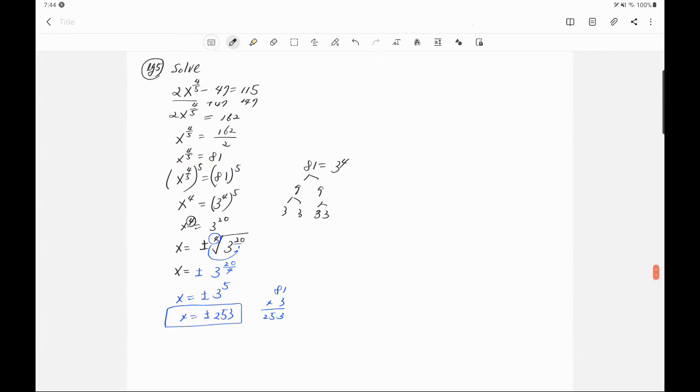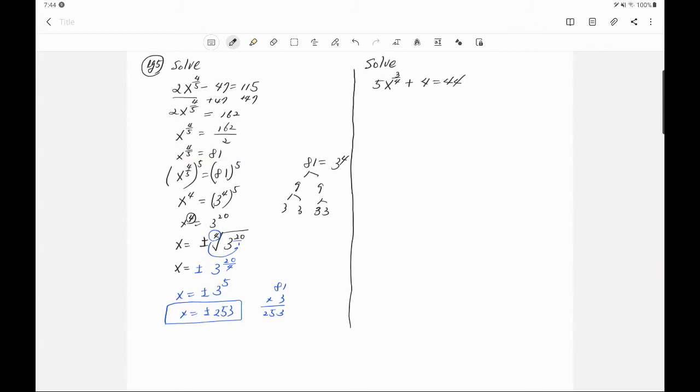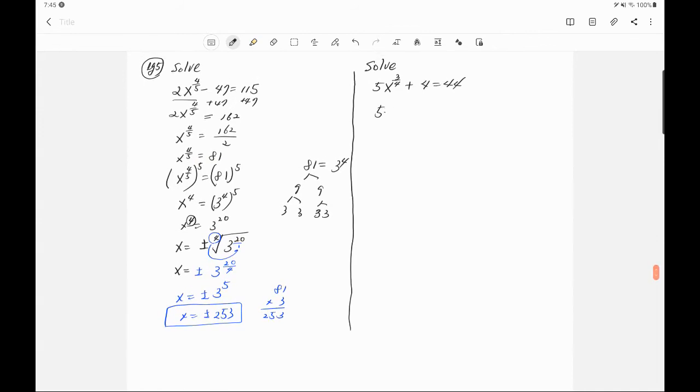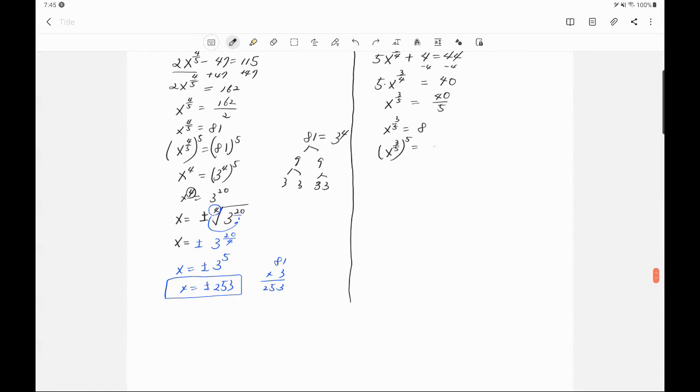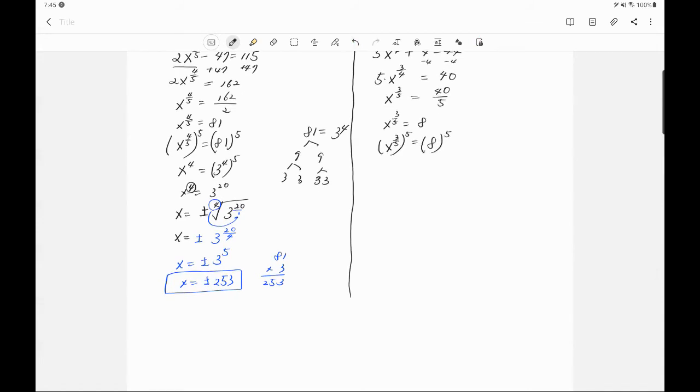Okay, then let's do our next example. All right, so let's move 4 to the other side. So 5 times x to the 3 over 4th power equals minus 4 each side, so 40. And then divide each side by 5. So 40 divided by 5 equals 8. All right, now we can raise each side by the denominator, to the fifth power, so that the left hand side is x cubed equals 8 to the fifth power, right?